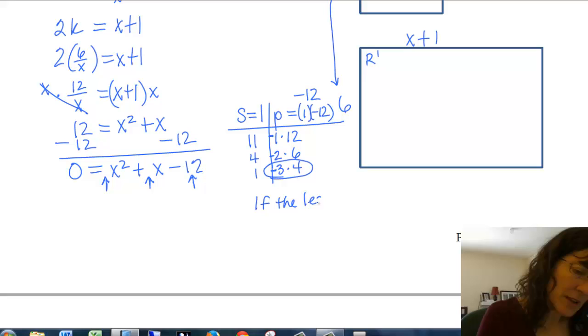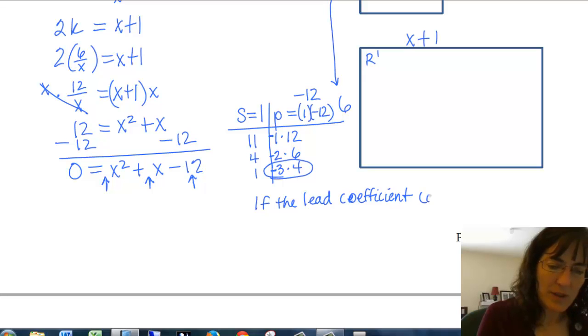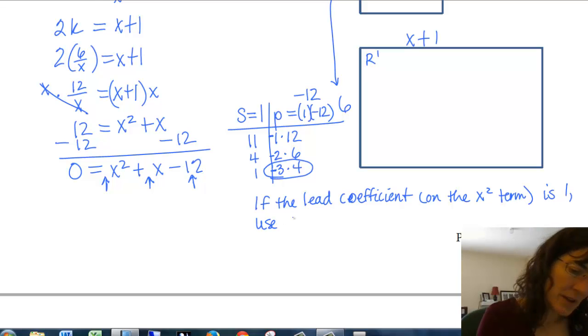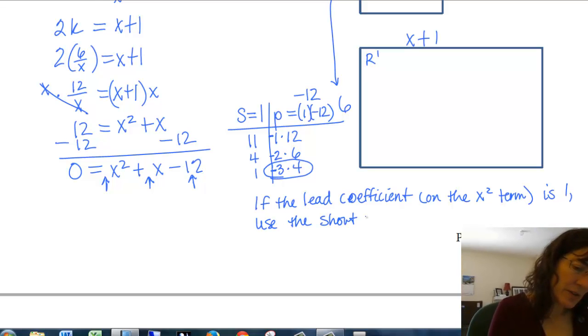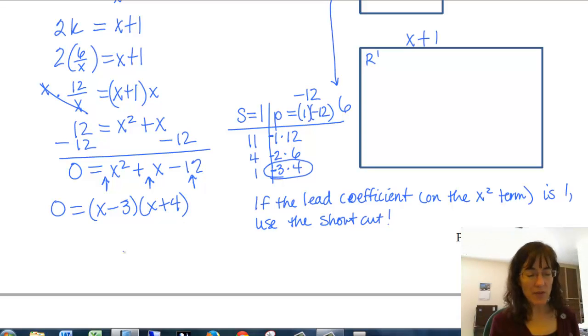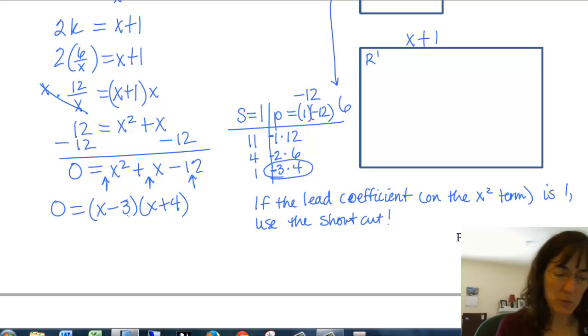And remember, because I have a 1 for my lead coefficient, I'll just write that. If the lead coefficient, and that means it's on the x squared term, is 1, use the shortcut. Okay, and my shortcut is to say x minus 3, x plus 4. And then once I have it in factored form, which it is now, I can double check by multiplying out, and I really recommend that you do that.